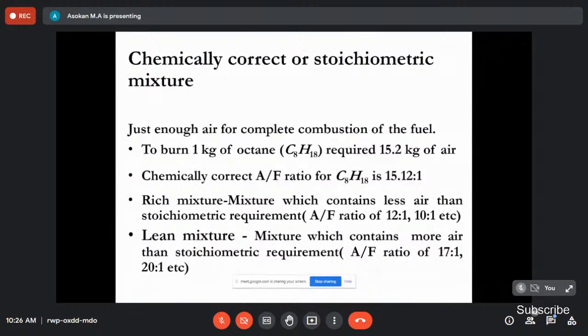of petrol. Okay. So a rich mixture, right, contains less air than the stoichiometric air fuel ratio.